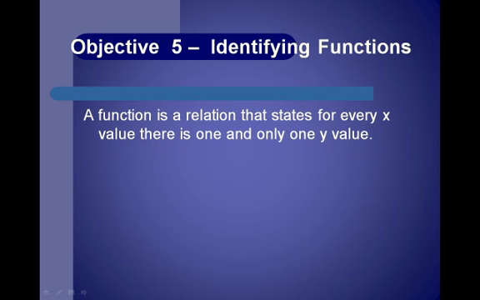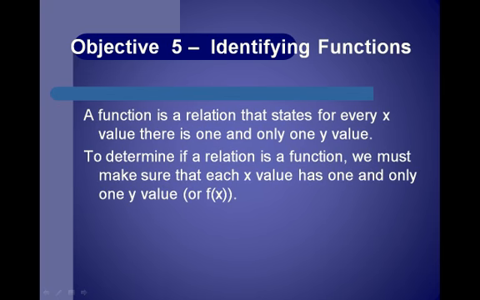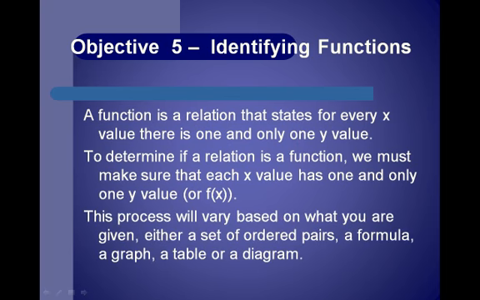Objective 5, identifying functions. A function is a relation that states for every x value there is one and only one y value. To determine if a relation is a function, we must make sure that each x value has one and only one y value. This process will vary based on what you are given, either a set of ordered pairs, a formula, a graph, a table, or a diagram.